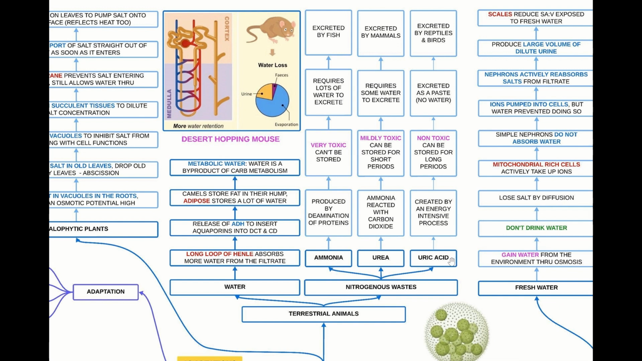The last type of nitrogenous waste that you need to know is uric acid. It's created by an energy-intensive process, which is one of the drawbacks. It's non-toxic and can be stored for long periods of time, like in the eggs of reptiles and birds. It's excreted as a paste, so no water is required, and as I've said, it's excreted by reptiles and birds.